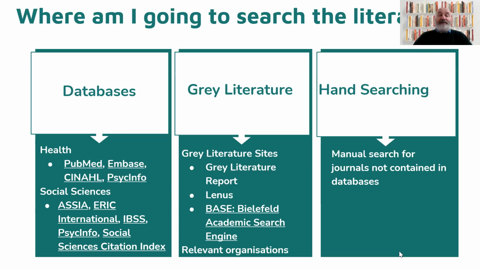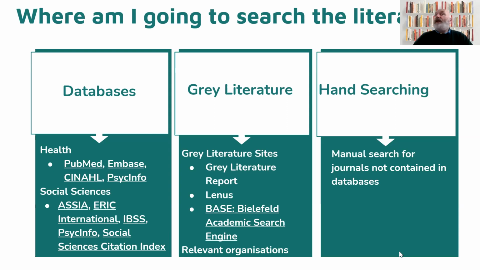Just to highlight some of the more usual databases used in health: PubMed or Medline, Embase, CINAHL, or PsycInfo. And in social sciences, there are databases like ASSIA, ERIC, IBSS, PsycInfo again, and Social Sciences Citation Index. This is not an exhaustive list, just an indicative list of databases that you could be searching. We are going to be talking about grey literature more thoroughly on Thursday, but this is just to give you an indication of some of the sources.